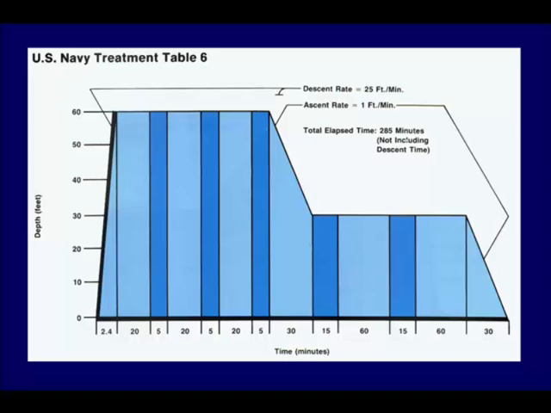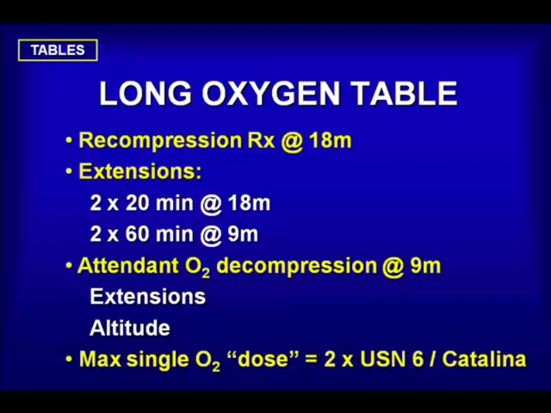This then provides an additional measure of safety prior to commencing the ascent from 18 meters to 9 meters. Once at 9 meters, an air break of 15 minutes is provided, followed by an hour on oxygen, 15 minutes on air, another 1 hour on oxygen, which may be extended twice. In other words, 2 additional sequences of 15 minutes air, 60 minutes oxygen.